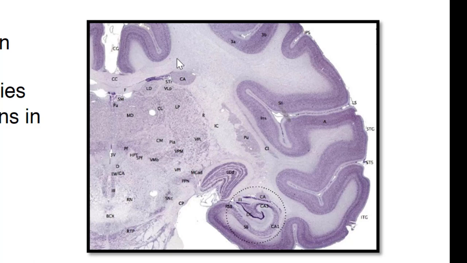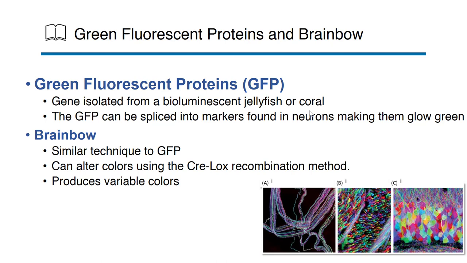Green fluorescent protein, we saw an example of that earlier with the glow-in-the-dark mouse. This is a way of putting in proteins that glow, and it's a way of staining neurons by how they glow. One of my favorite ones is a technique in an animal called Brainbow. Isn't that great? It's rainbow, but Brainbow. They're using green fluorescent protein techniques, but they're altering the colors. It's called a Cre-Lox combination method. That's a little too detailed for this.